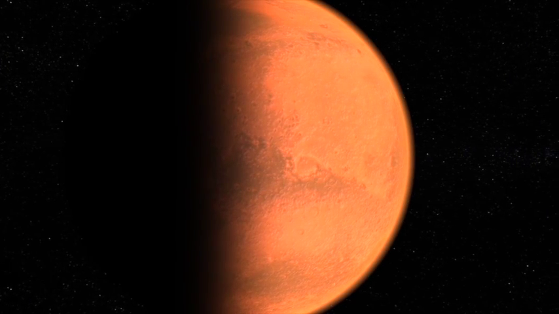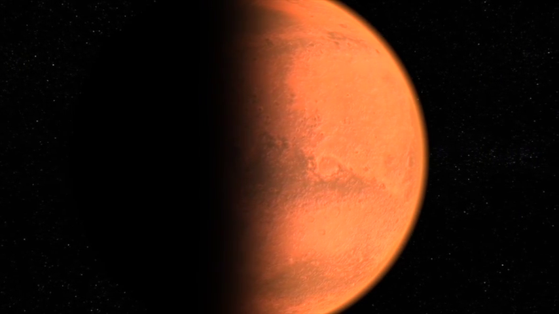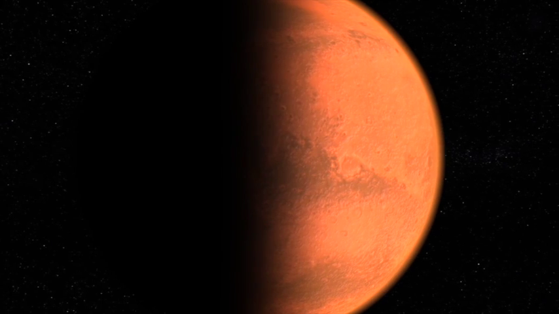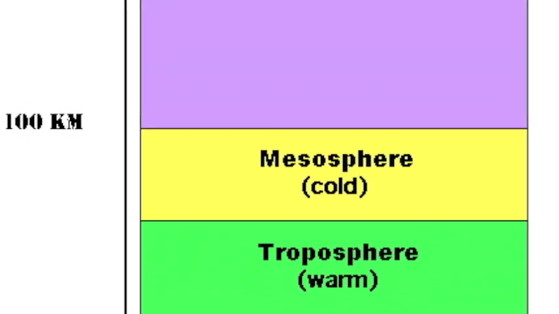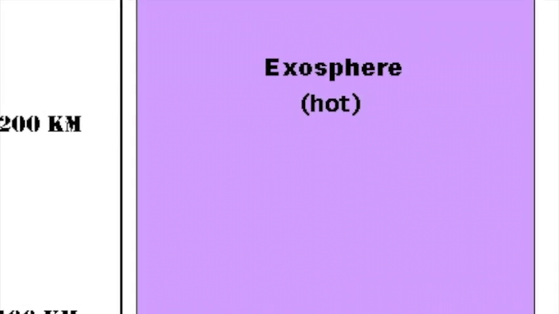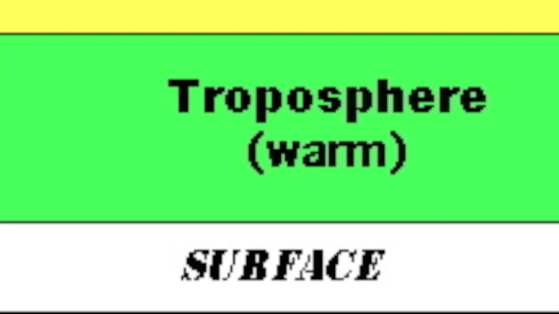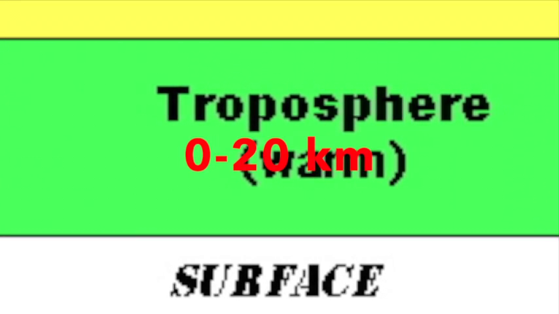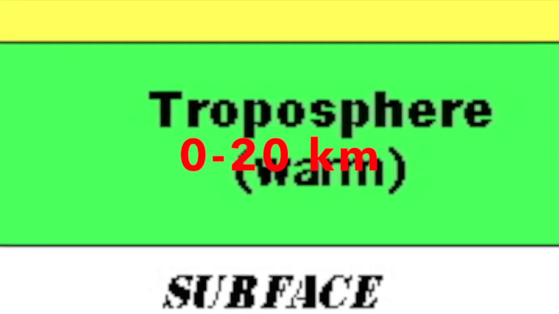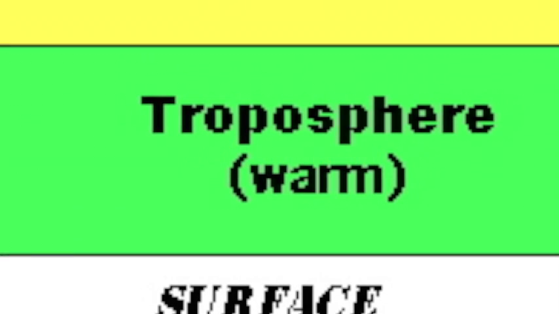Now, let's shift gears and talk about Mars's atmosphere. Unlike Earth's 5 atmosphere layers, Mars only has 3. Mars has a troposphere, mesosphere, and exosphere. Mars's troposphere is twice as large as Earth's troposphere, so it extends up to 20 kilometers from Mars's surface. The air temperature there is warm.